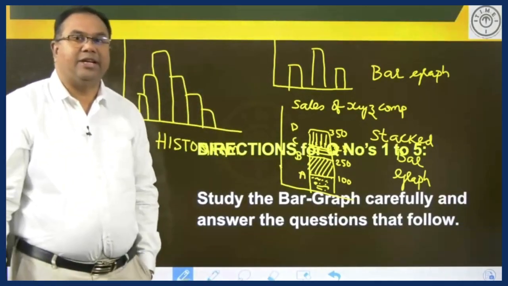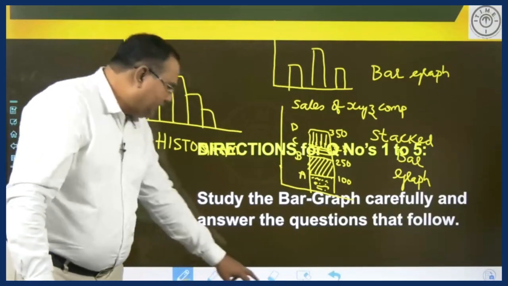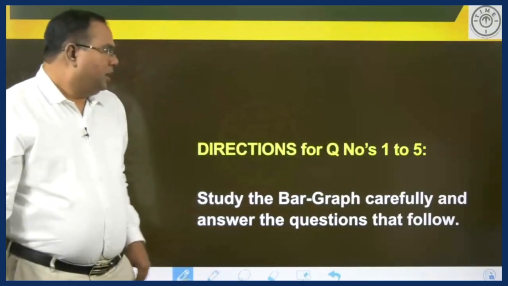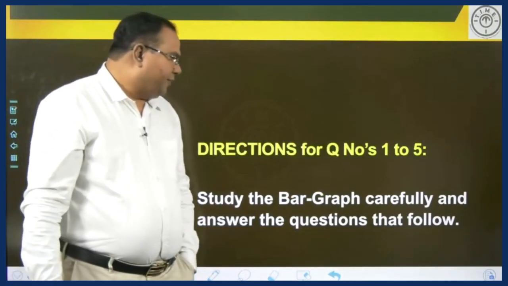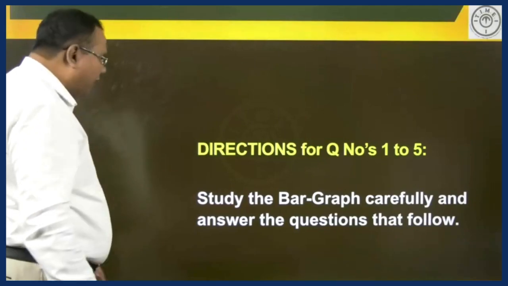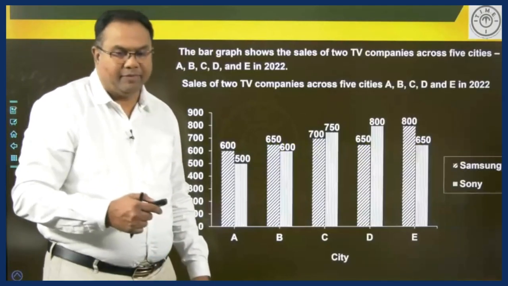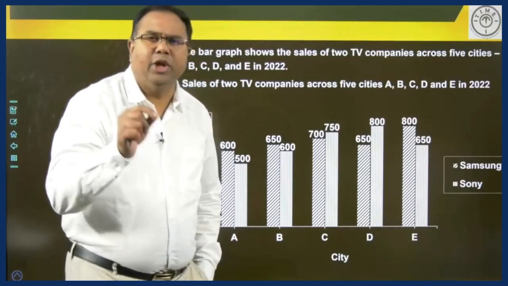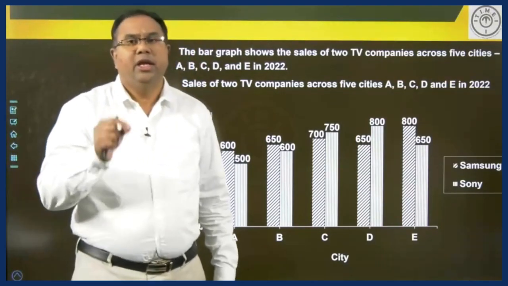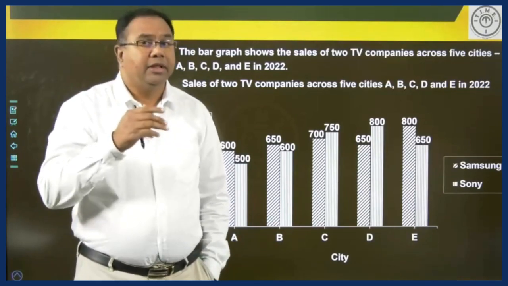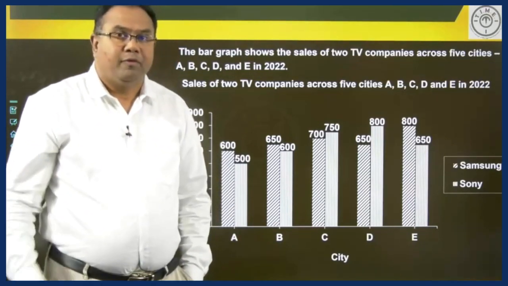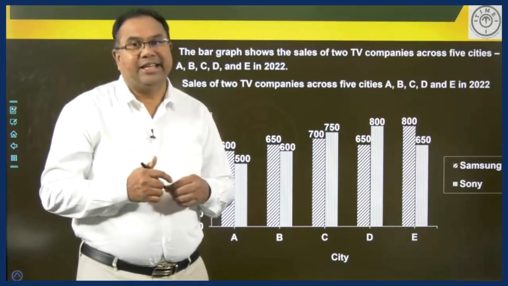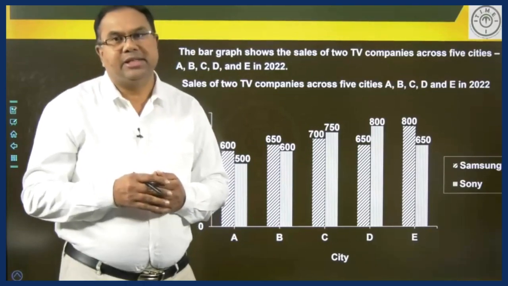Let us begin. First set, question number 1 to 5. Study the bar graph carefully and answer the questions that follow. Okay. Let us look at the bar graph first. While watching the video, we suggest that you pause the video for every question. You try that question for yourself, then continue with the video. First you try for yourself, then see what approach we are discussing, then accordingly you can check your answers. Right, students?